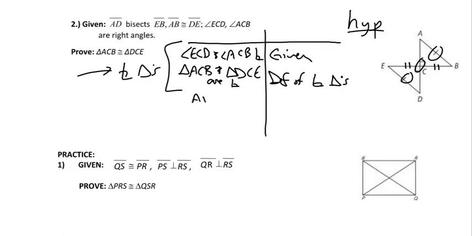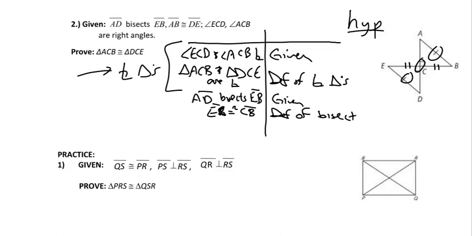The next one was AD bisects EB, given. Now, AD is like the knife cutting EB in half. It does not say they bisect one another. It just says that AD is cutting EB in half. So the only ones that are congruent now are EC is congruent to CB, by definition of bisect.